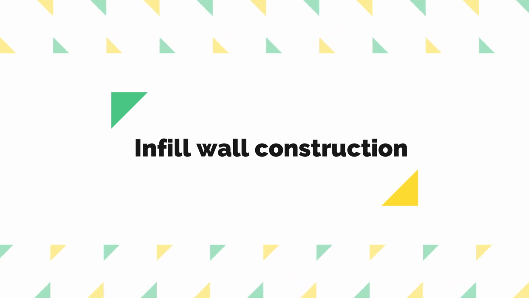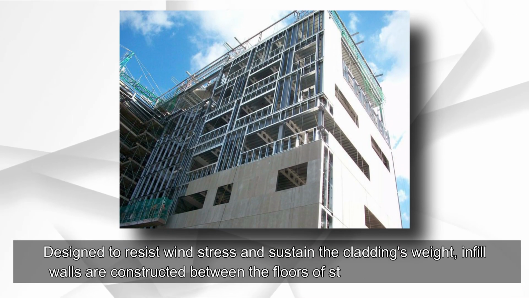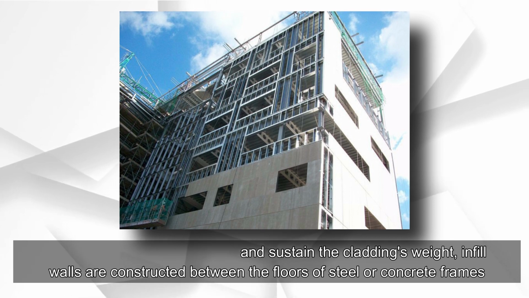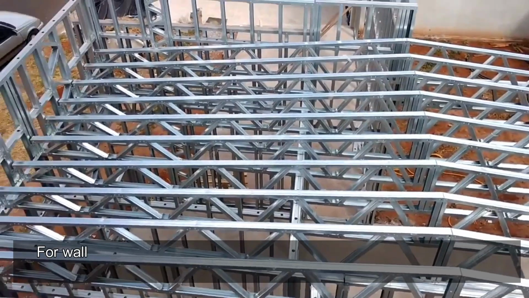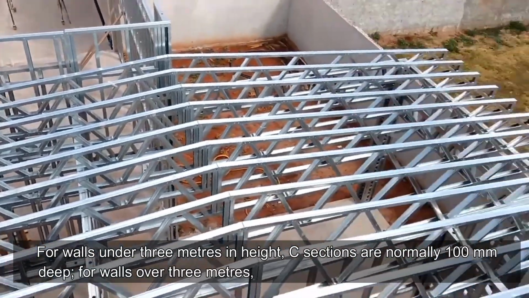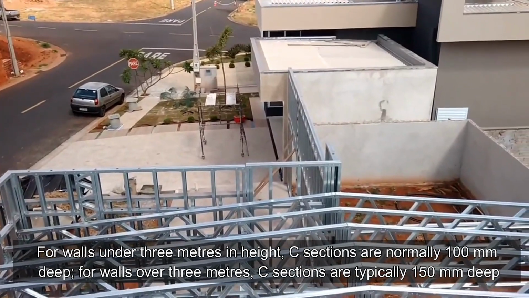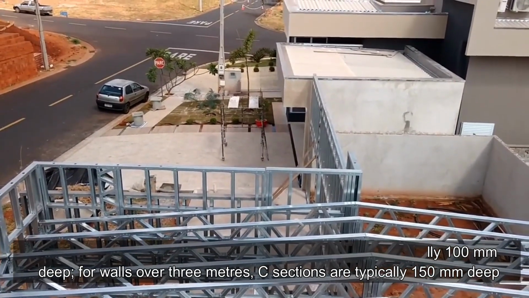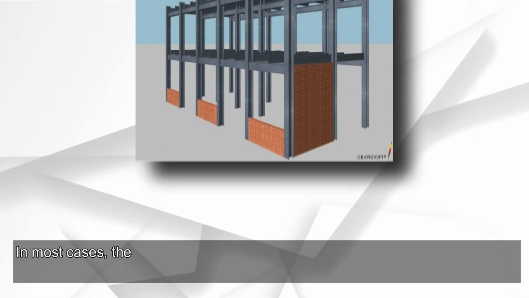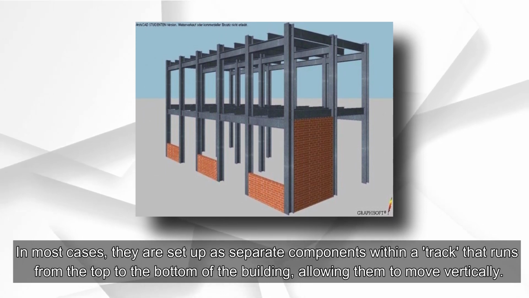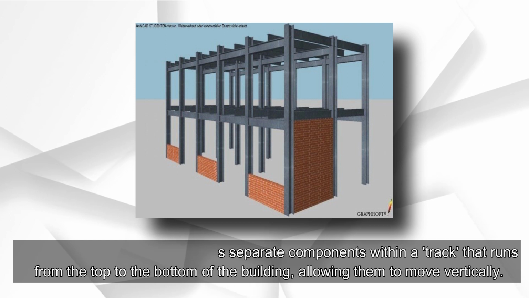Infill wall construction. Designed to resist wind stress and sustain the cladding's weight, infill walls are constructed between the floors of steel or concrete frames. For walls under 3 meters in height, C-sections are normally 100 millimeters deep. For walls over 3 meters, C-sections are typically 150 millimeters deep. In most cases, they are set up as separate components within a track that runs from the top to the bottom of the building, allowing them to move vertically.